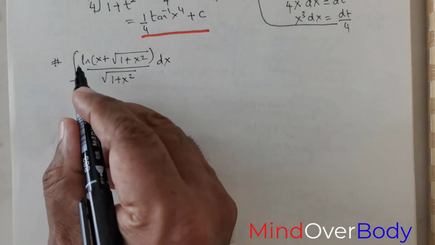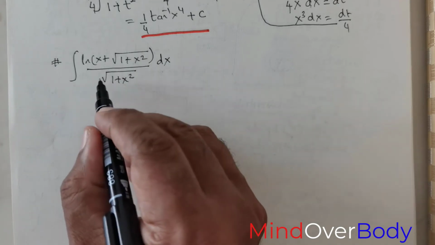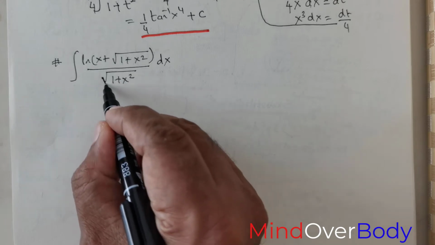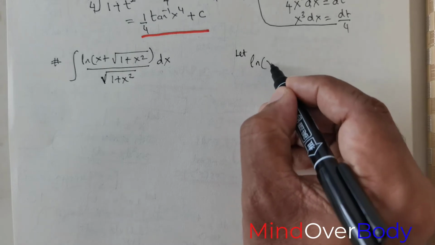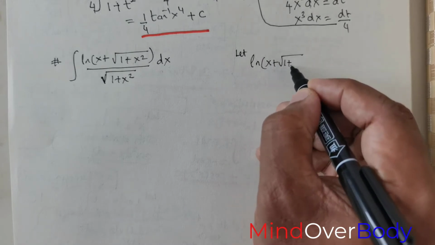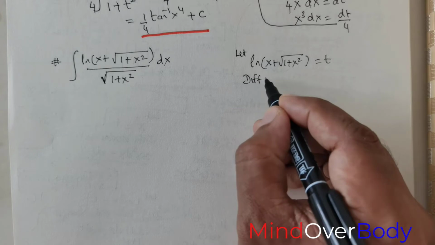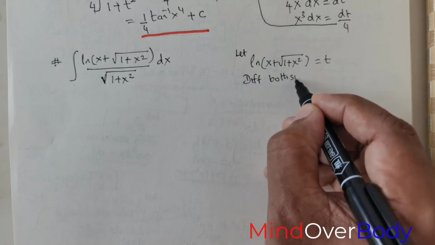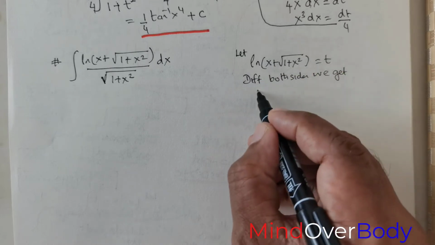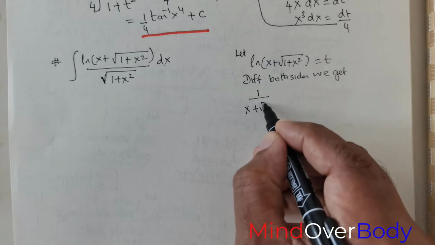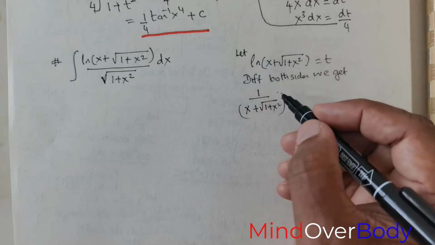Students, we are expected to integrate ln of x plus square root of 1 plus x squared over root of 1 plus x squared. Now what I'm going to do is make the following substitution. Let ln of x plus root of 1 plus x squared be equal to t. Then differentiating both sides, we get, so the differential of ln is going to be 1 over x plus root of 1 plus x squared times the differentiation of this entire quantity.